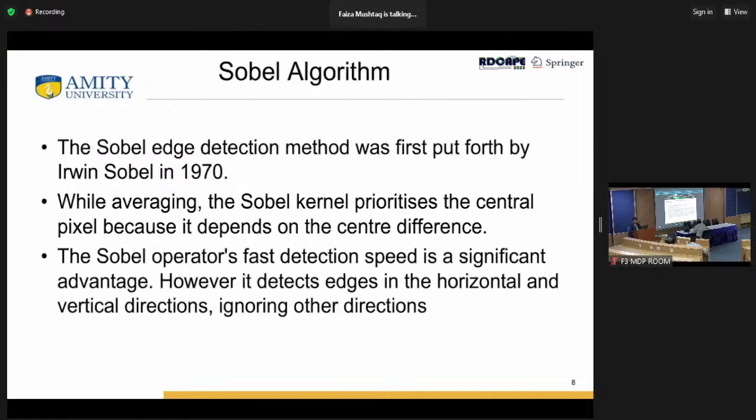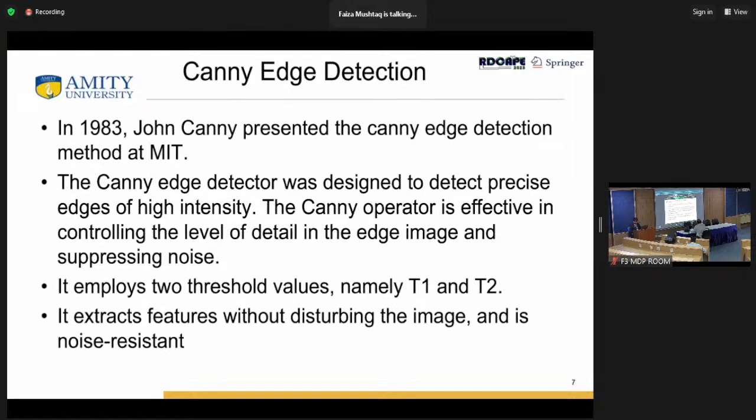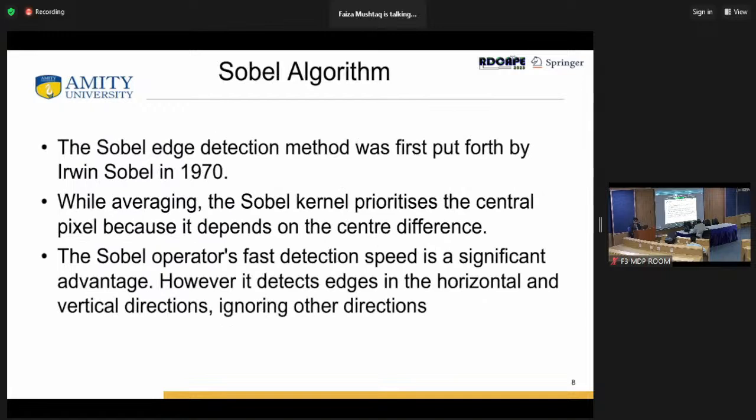Yeah, and one more thing, with Canny Edge, the outcome was that it gives better connectivity, but the execution time is more. The Sobel algorithm was first put forth by Erwin Sobel in 1970. While averaging, the Sobel kernel prioritizes central pixels, and it is dependent on the central pixel also. And it only works in two dimensions. It can't work apart from that, so that is somewhere a limitation for it.